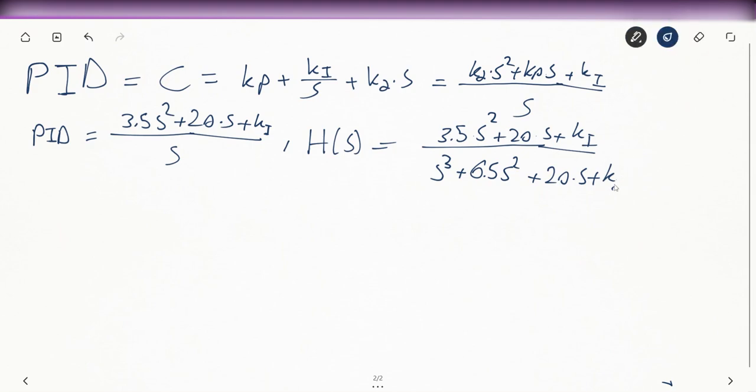So now you notice that the degree of our characteristic equation, this is our characteristic equation, has been raised by 1 degree, so it's now of a third degree. It's a third order characteristic equation. And this means that we have added an additional pole to the system.